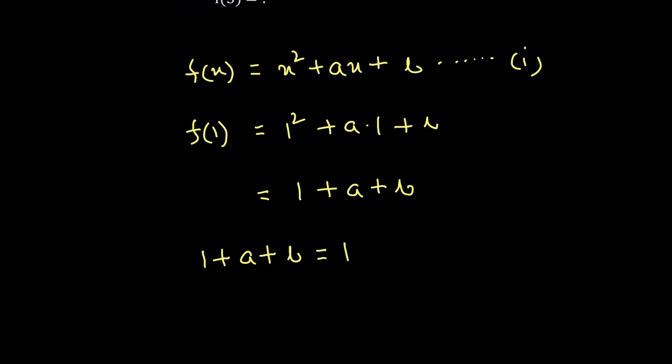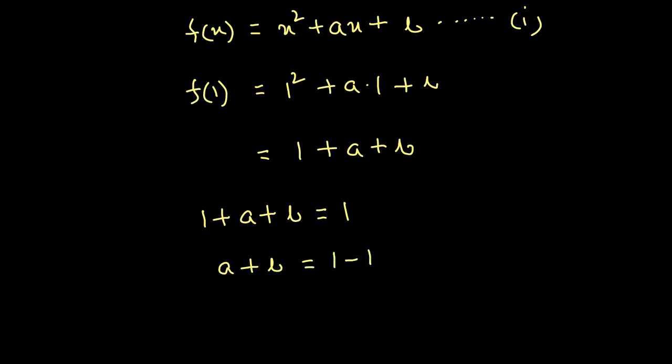We can take 1 to the right side and write a plus b equals 1 minus 1, which gives us a plus b equals 0, which is equation number 2.